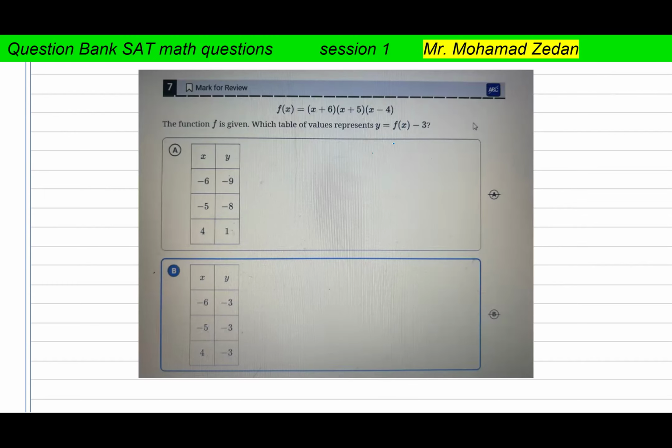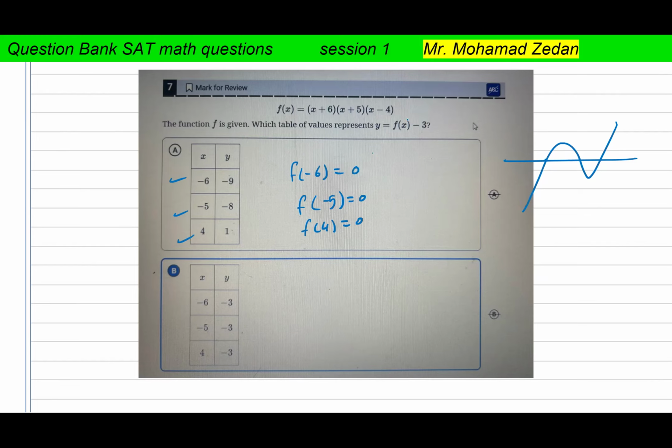This question, I solved it before in one of the SAT exams. f of x is (x plus 6)(x plus 5)(x minus 4). This is really a cubic equation that intersects the x-axis at 3 points. The 3 points that are x-intercepts are mentioned here in all options. Look, -6, -5, 4. Of course, f of these points will be 0 because these are x-intercepts. So f of -6 will be 0, f of -5 the answer will be 0, f of 4 the answer will be 0.